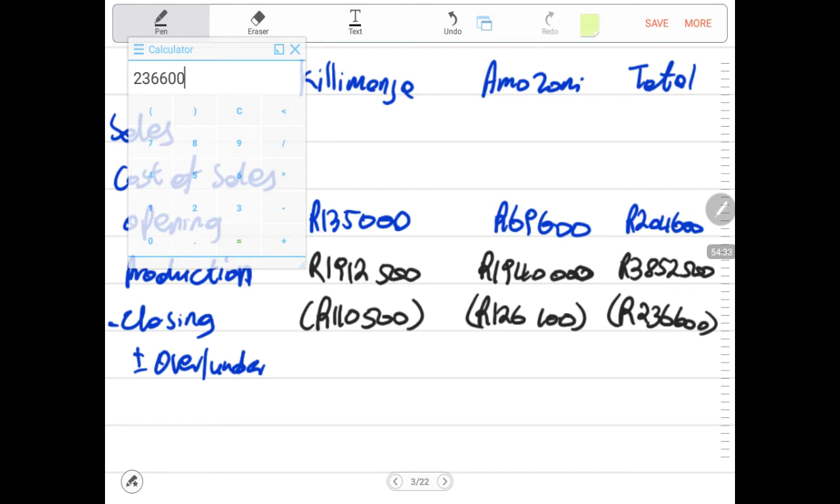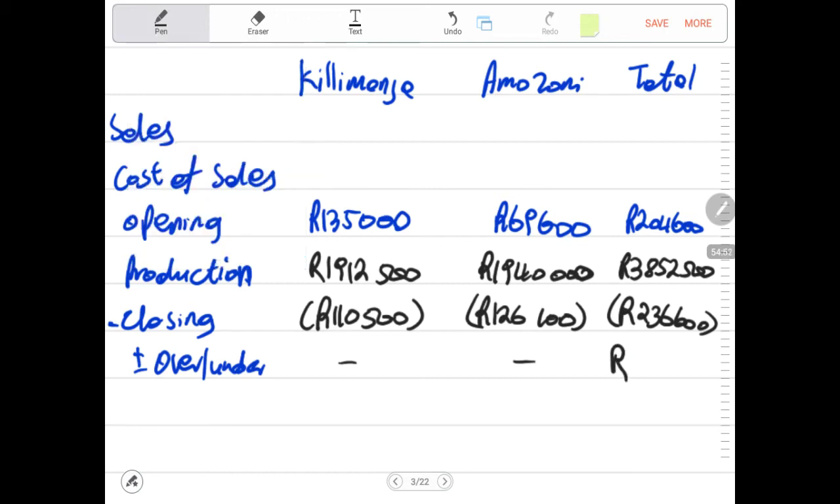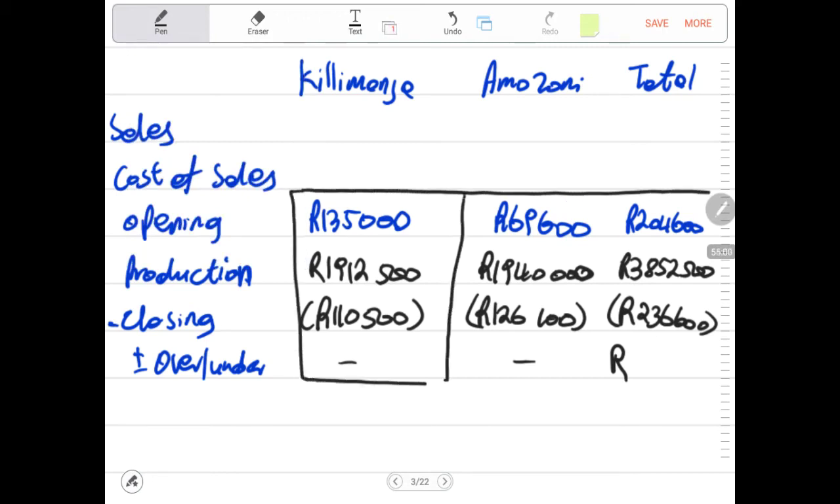Now, if this is done, then we can calculate our cost of sales. But we need to be aware of the fact that our over or our under will not be for each of the products. Be mindful of that. It will only be for the total column. So now it will impact our cost of sales in the vice versa approach, if I may say so. But you'll see that immediately when I'm busy with that calculation.